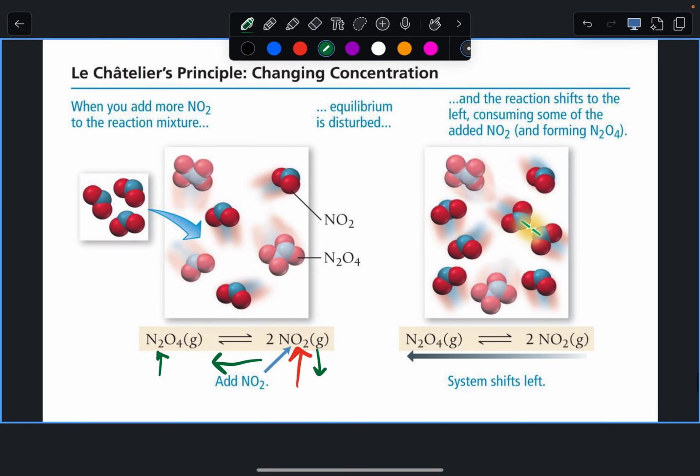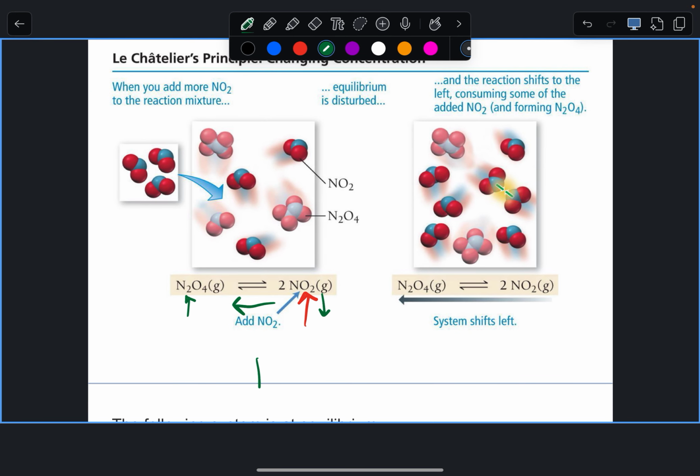That's okay because that's rebalancing that ratio. If you want to think about it mathematically, the K in this case is NO2 squared over N2O4. If I increase the top number, the reaction shifts this way. That helps to increase the bottom number and drop the top one back down a little bit, because the whole point is it's trying to keep this ratio the same. So if I make this number too big, the way to balance that out is by increasing the bottom number. It shifts towards this direction.